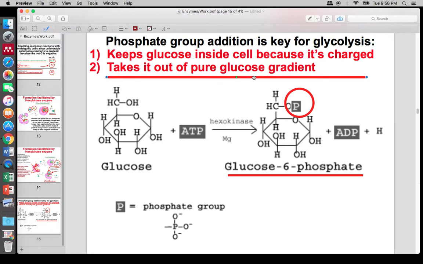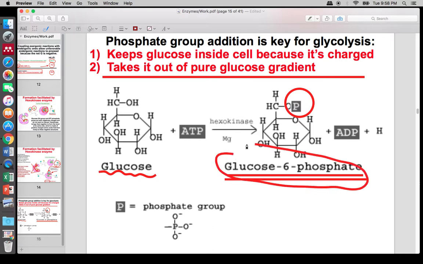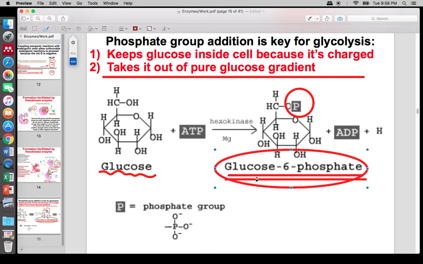Number two is a little less intuitive. Basically, when you make glucose into glucose 6-phosphate instead, you now don't have to worry about the 50-50 that glucose is still in. You know how we talk about gradients? We basically take this thing out of the gradient forever. It's no longer glucose. It forms its own 50-50 now across the membrane.